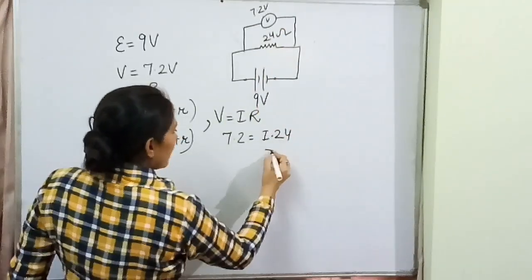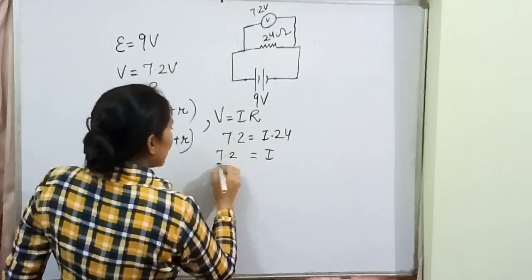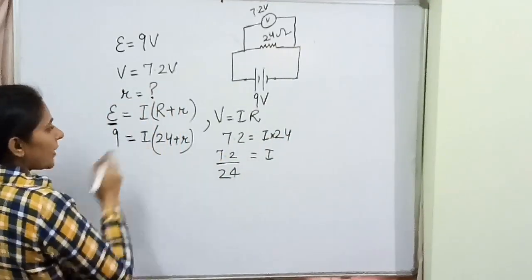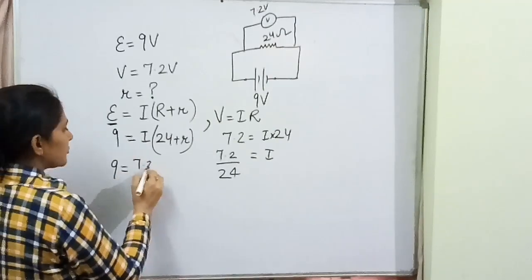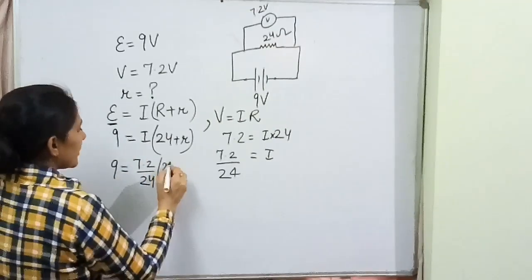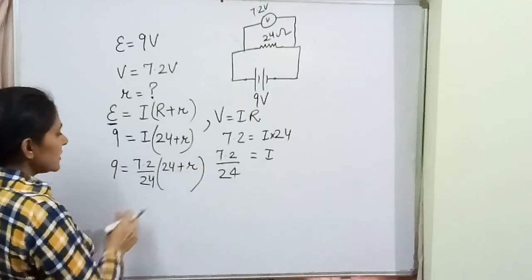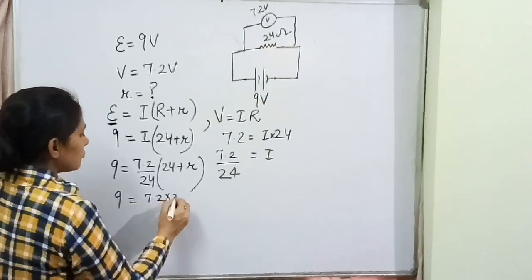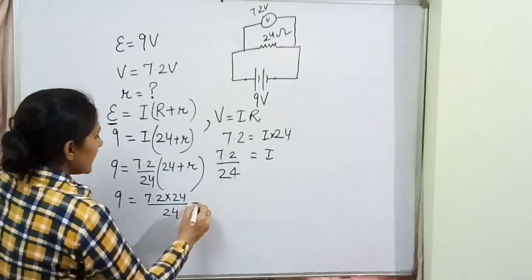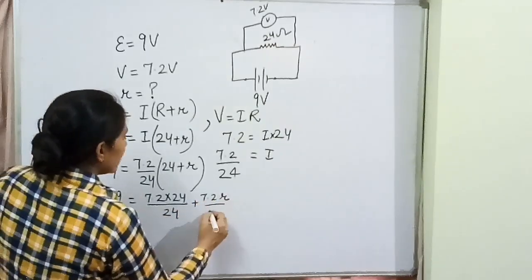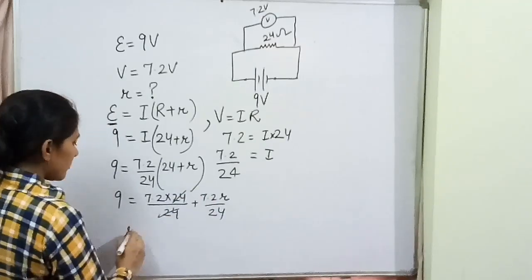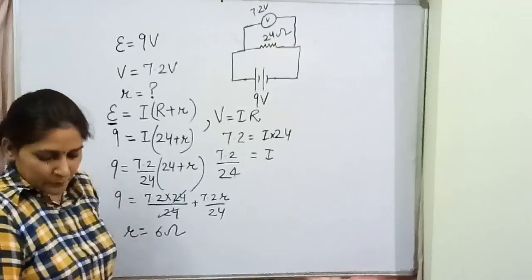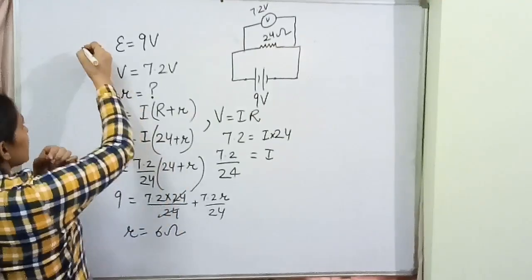That means from here we can find the value of I, that is 7.2 divided by 24. You can put a multiply sign over here. Okay, this is the value of I. Put this value of I over here, that will become 9 is equal to 7.2 divided by 24 into 24 plus r. That means from here you can find the value of r. This is 9 is equal to 7.2 into 24 divided by 24, plus 7.2 r by 24. When you solve it, you can get the value of r, and that value of r will be 6 ohms. Okay, that is your first example.